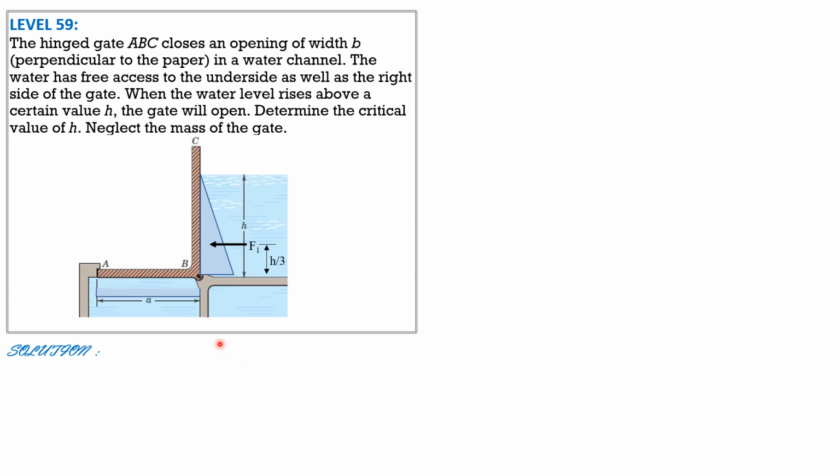On the second part, this is the pressure diagram, rectangular upward, and the force is F2. The distance of F2 from the hinge B is A over 2 because the length AB is A. And the pressure here is specific weight of water H, that's the reaction at B. And this is also specific weight of water H because these points are on the same level.